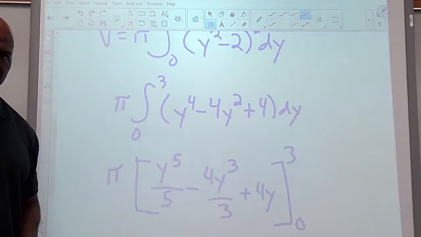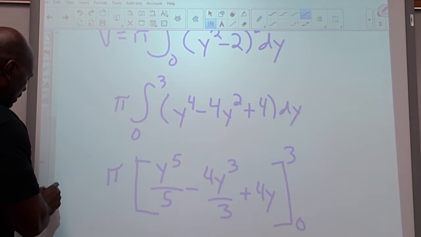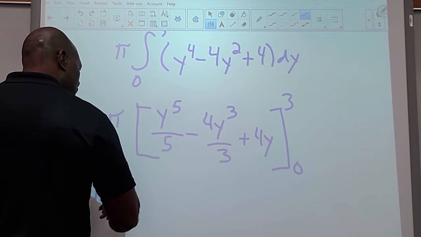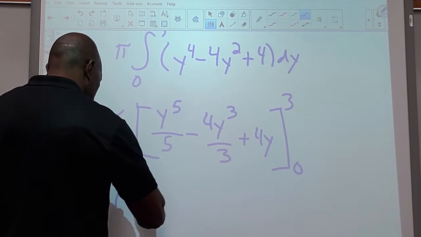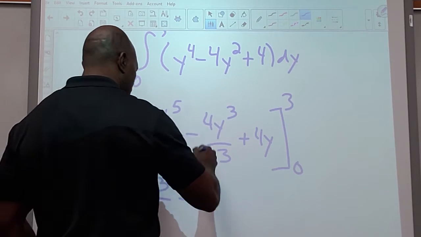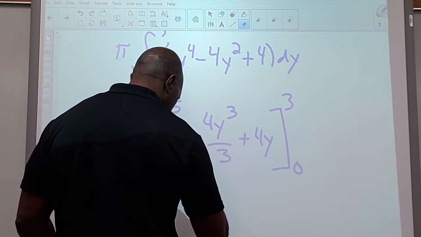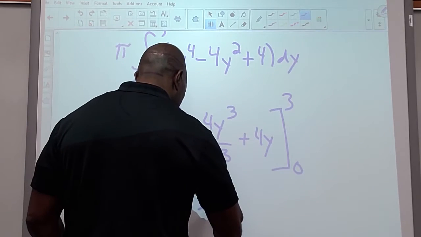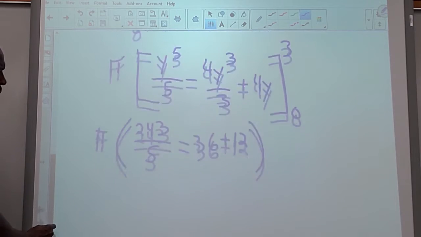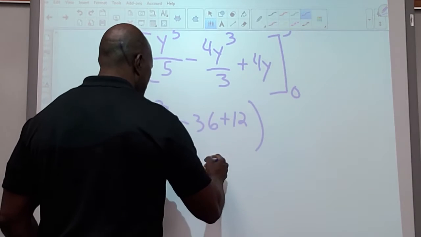In this case, it's fairly obvious that if I plug in 0 for y, I just get 0. So I really only have to plug in 3 for y to find my answer. So let's plug in 3 and see what occurs. 3 to the 5th is 243 over 5, minus 3 cubed is 27, divided by 3 is 9, times 4 is 36. And 3 times 4 is 12. So negative 36 and 12 is negative 24.